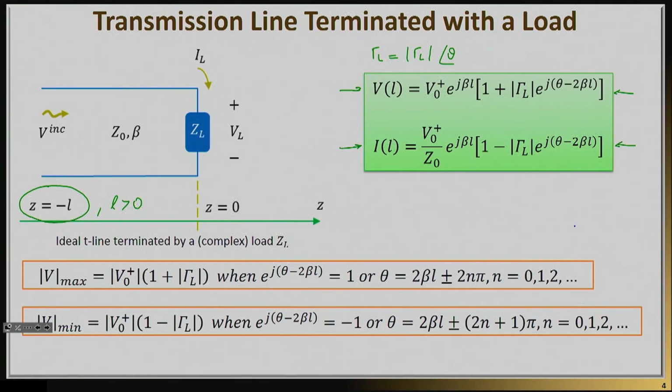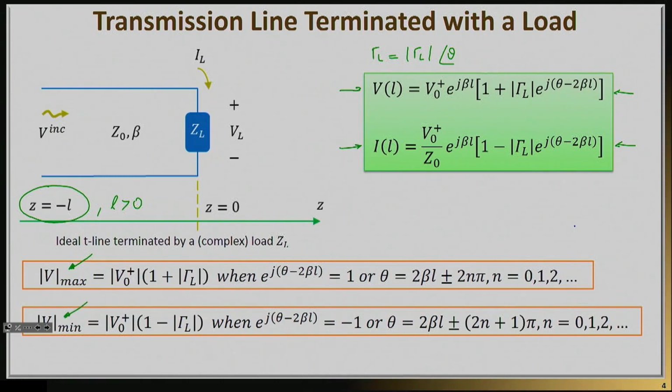If you go ahead and look at these expressions a little bit more carefully, you will find a few interesting facts. The first interesting fact is that the voltage is not constant. To be a little bit more precise, the voltage is not just a function of time, as it should be, but the voltage magnitude actually is not constant along the transmission line.